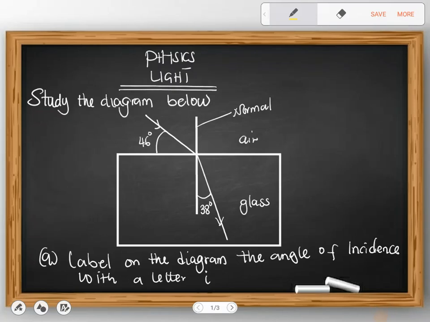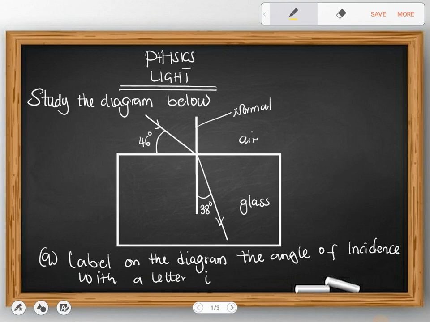Okay, so we have a physics question. It says study the diagram below, and it looks like it's an experiment on light, right? On reflection of light, and we have this angle given, the normal. Of course, the light rays are coming from the air over to the glass.